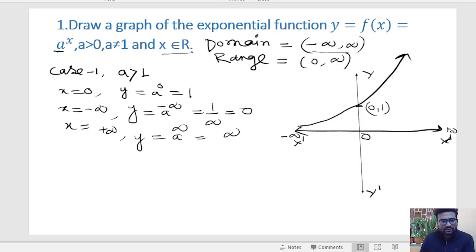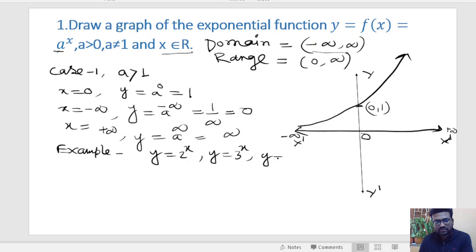For example, y equals 2 to the power x and y equals 3 to the power x, y equals 4 to the power x. How can we draw the given function? Case 1, what is the value of a? A greater than 1. So this value is greater than 1. So this function passes through (0, 1) and is drawn similar to this.